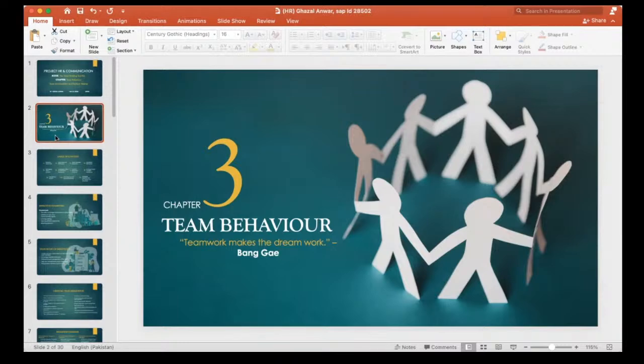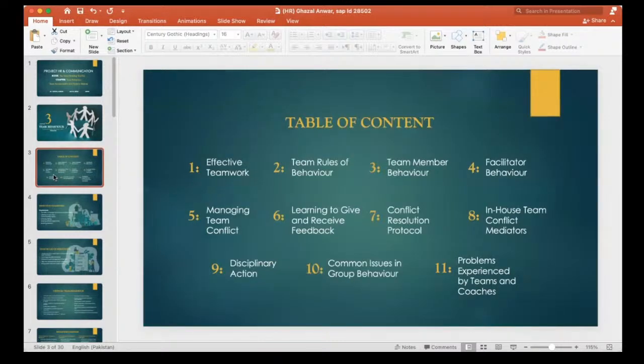So let's cut it short. Here I am going to present you team behavior, and here are the few points that we are going to study today: effective teamwork, team rules of behavior, team member behavior, facilitator behavior, managing team conflict, learning to give and receive feedback, conflict resolution protocol, in-house team conflict mediators, disciplinary action, common issues in group behaviors, problems experienced by teams and coaches.